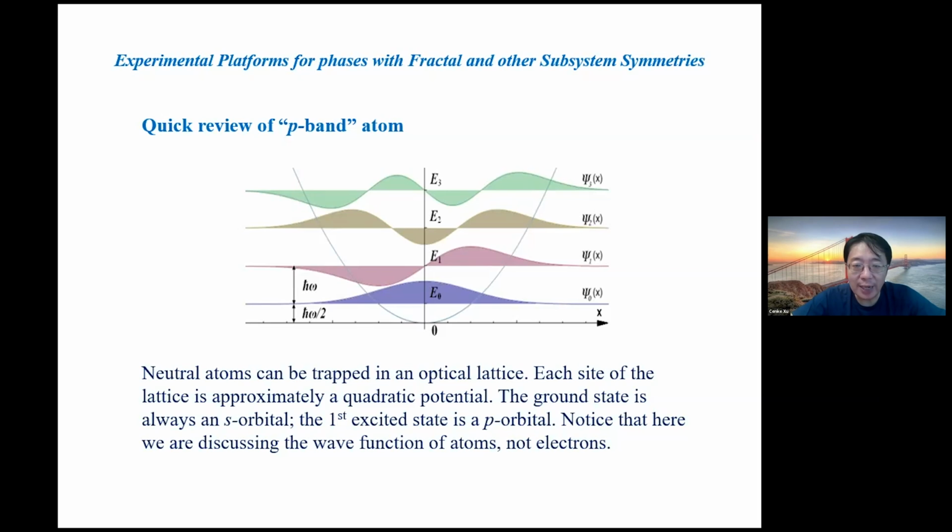Notice that here we are talking about the wave function of the atom, not the wave function of the electron. So in the second half of the talk, when I say p-band atom, I mean that we literally pump the atom from the ground state to the p orbital of a single trap. The atom is actually in the p orbital of the Hilbert space of the single quadratic potential.